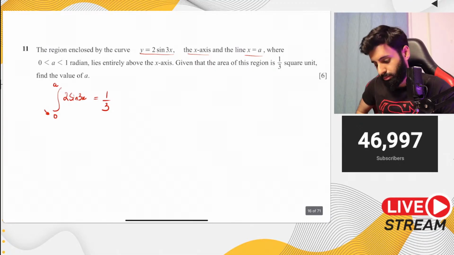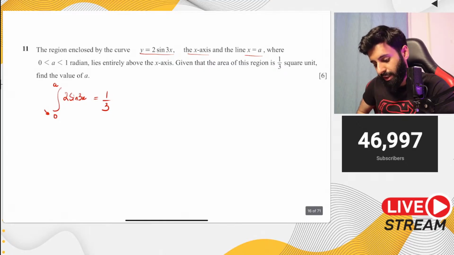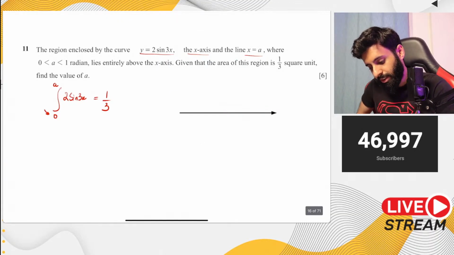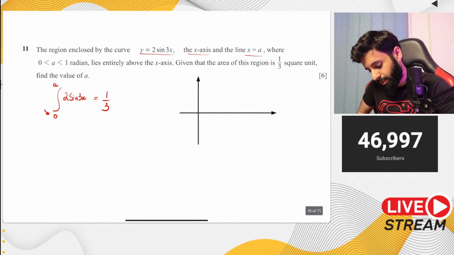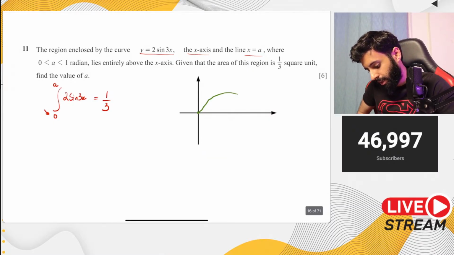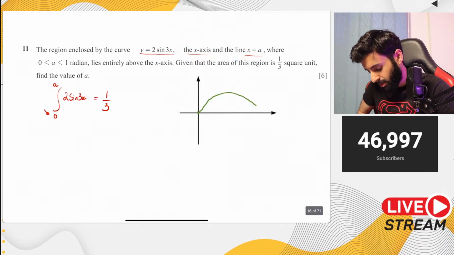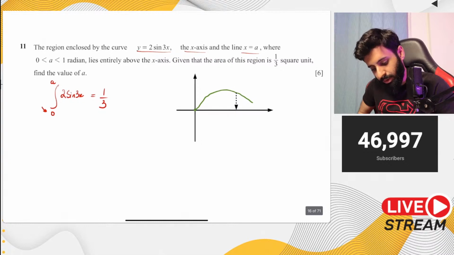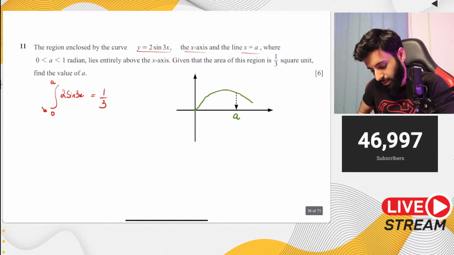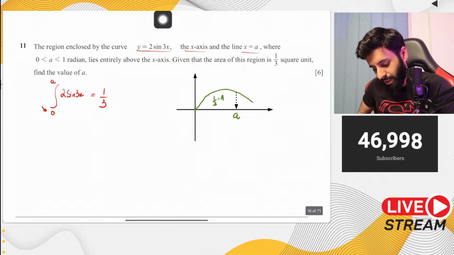X-axis, no. No, that's not how I know. The reason why I know that it has to be 0 is because if you look at the graph of 2 sine 3x, where is it going to start from? It has to start from 0. And a is in between 0 and 1, so maybe it's somewhere over here, and the question told us in fact that this part of the curve lies entirely above the x-axis, and the area of this region is 1 upon 3. So that's how I know that the lower limit has to be 0.